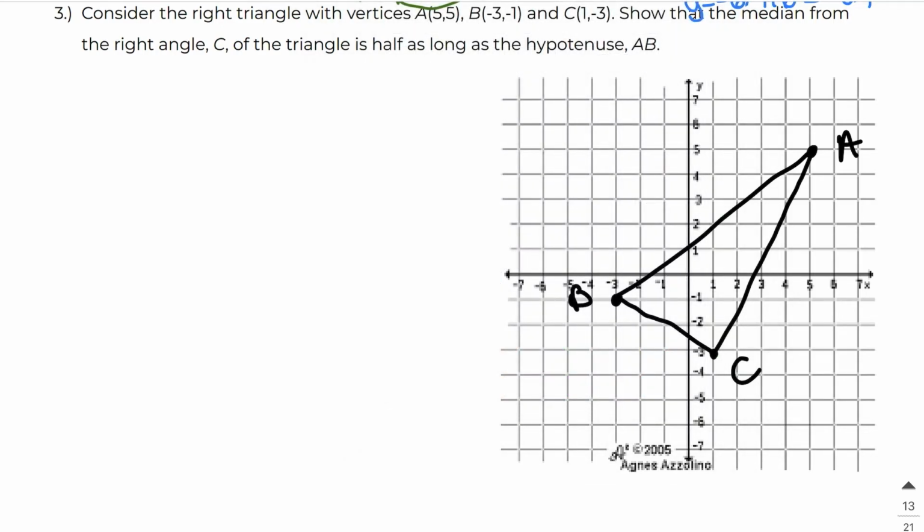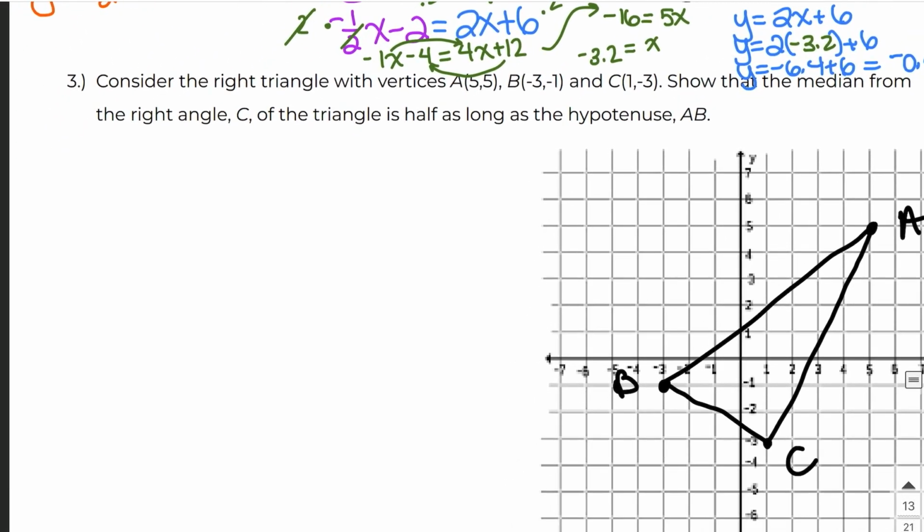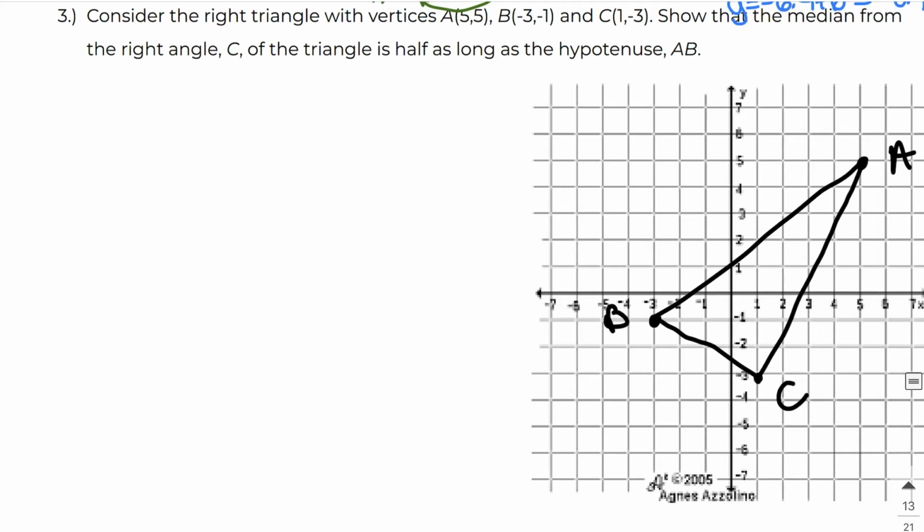You're going to probably want to write super small or do stuff on a separate sheet of paper and staple it on. So for me to be able to do this, I need to know two things. I need to know how big AB is. I need to know how big this segment is. So that's one thing I need to know.